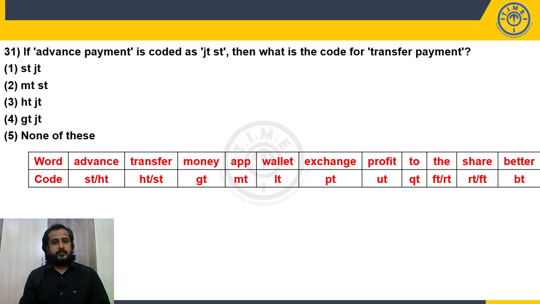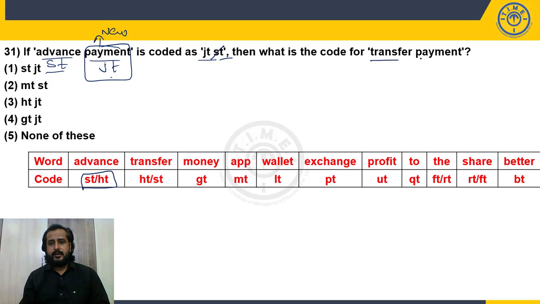Now, if advance payment is coded as JTST, okay? Advance payment. Payment is a new word. Advance is ST or HT. But what is confirming? ST. So advance is ST, so payment will definitely be JT. So we got the code for the new word. Because advance has to be ST or HT, and ST is there, so advance is ST. So payment will be JT.